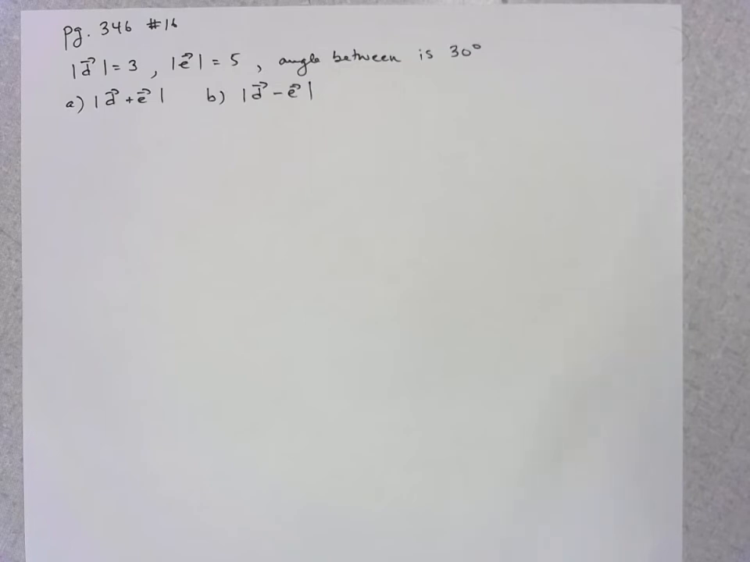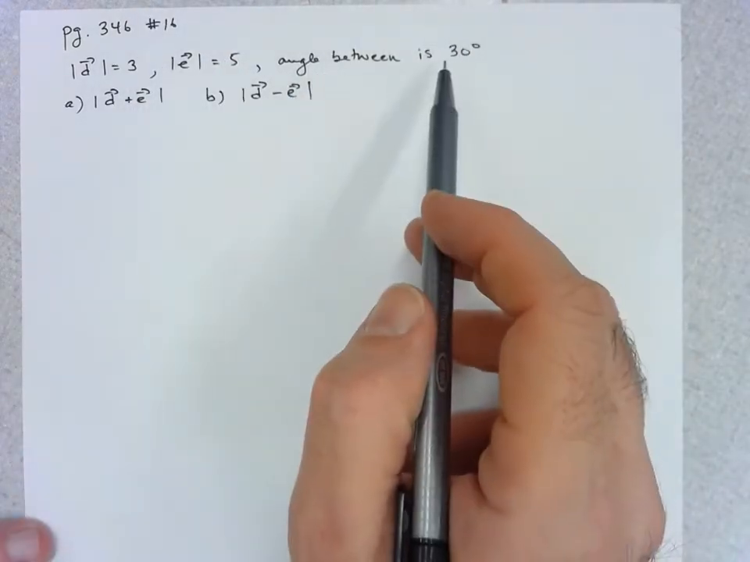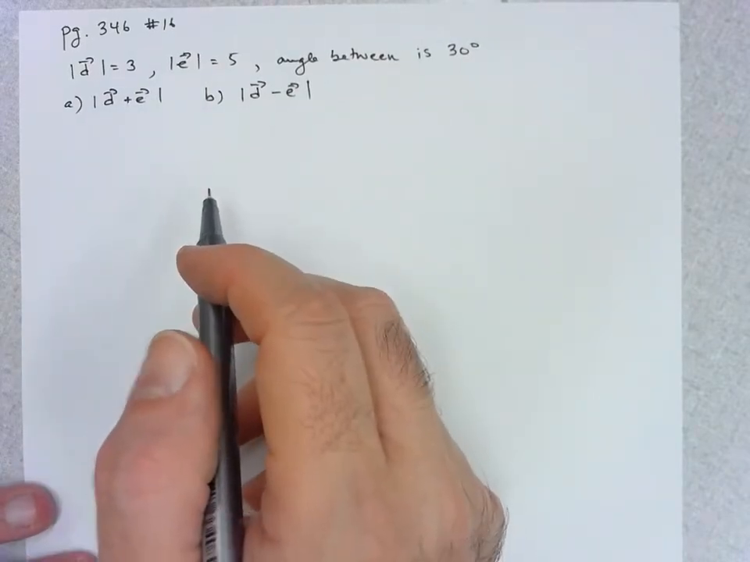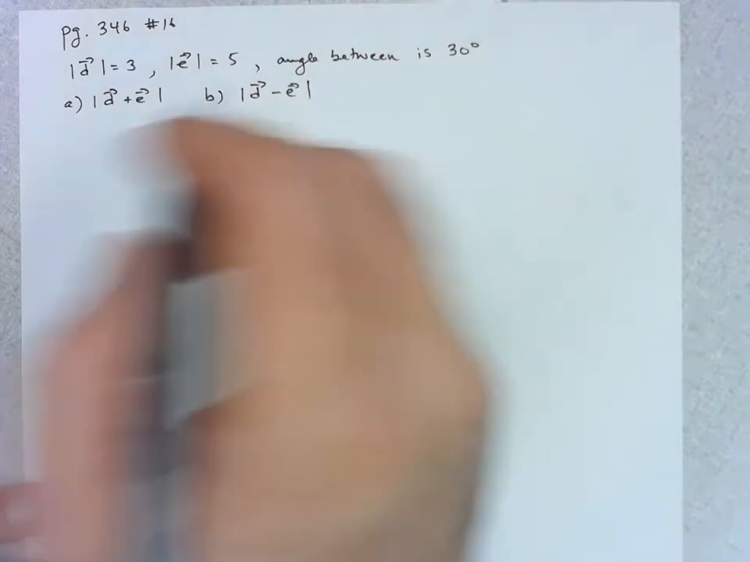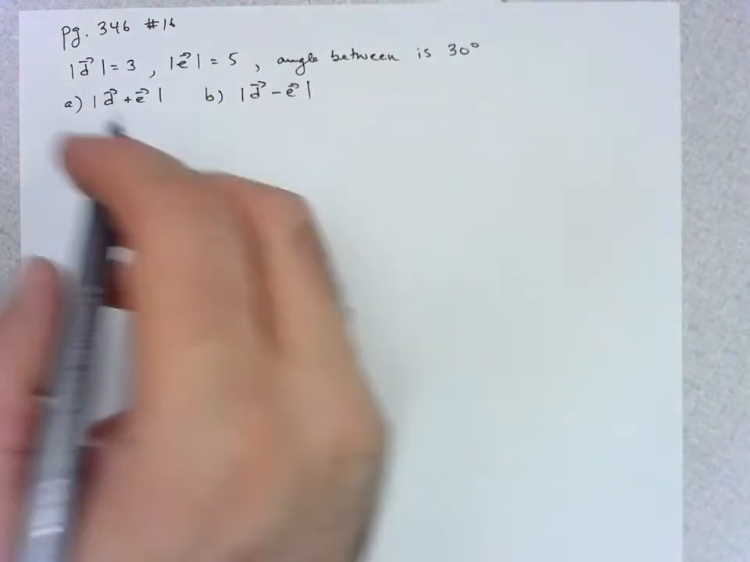Hi folks, we're going to take a look at number 16 on page 346. They give us these two vectors D and E, and they give us their magnitudes and the angle between them, and they want us to find the magnitude of the sum and the magnitude of the difference. First thing to remember is that when they give us the angle between two vectors, that implies the vectors being placed tail to tail.